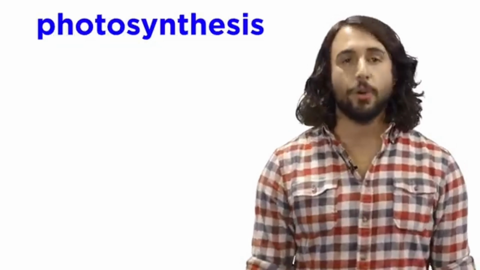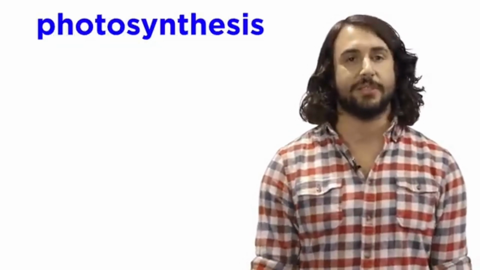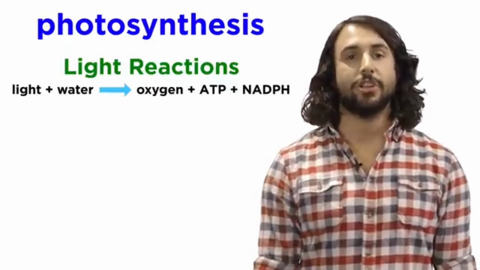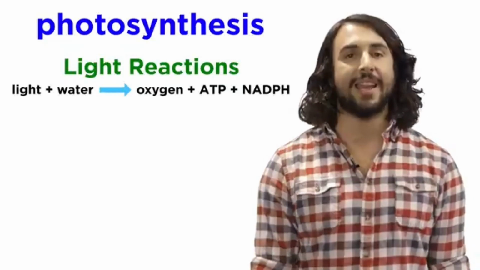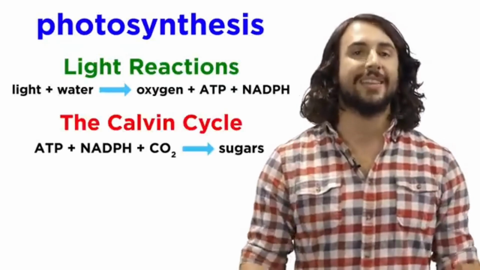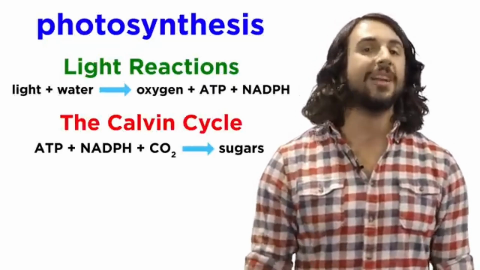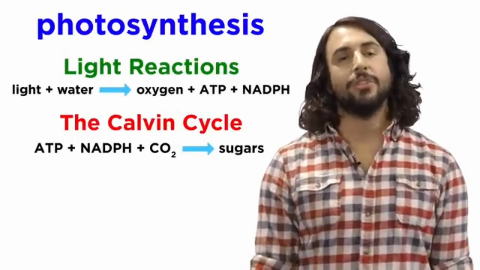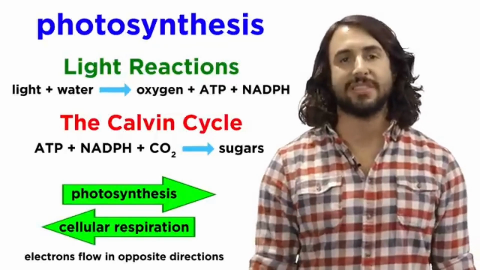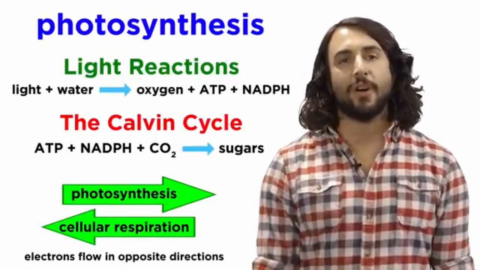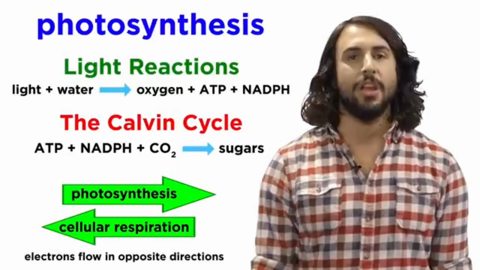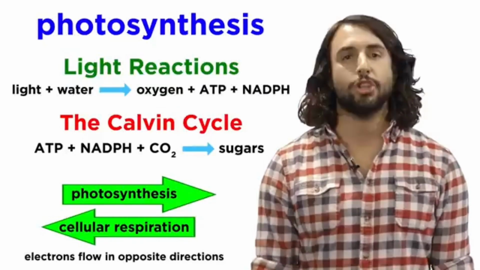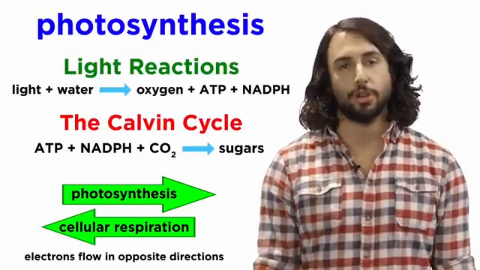To summarize, photosynthesis occurs in two phases. In the light reactions, light and water go in, and oxygen comes out, as well as the ATP and NADPH that are used in the Calvin cycle, where carbon dioxide comes in and organic products like sugars come out. In this way, it's almost like the reverse of cellular respiration. They involve a series of redox reactions. The electrons just flow in opposite directions. In one, a sugar is built. In the other, a sugar is degraded.